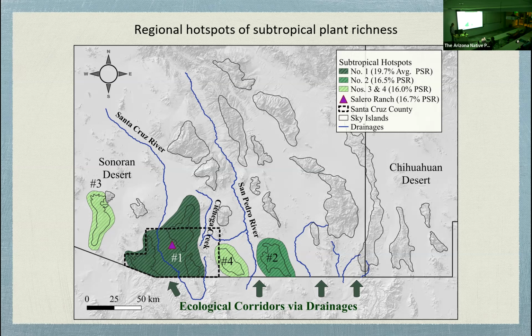Those lowland areas can also provide barriers sometimes, but mountains also act as corridors at times. But in this case, I wanted to highlight on this figure how the drainages, the Santa Cruz River, the San Pedro, various drainages act as ecological corridors that can assist in moving and dispersing some of these plants. And if you look in the primary hotspot, the #1 in Santa Cruz County and coming up into Pima, we have the San Pedro River that acts as a significant one.